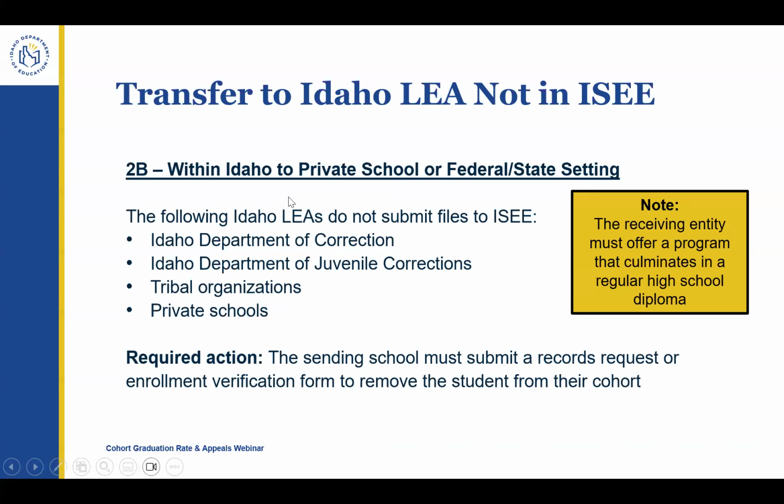All right, so next we're going to move to manual removals. If a student transfers to an LEA that does not submit files to IC, such as a private school or federal or state setting, then the sending school must essentially prove that the student made it there. To do this, submit either a records request or enrollment verification form from the receiving school. One important note is that in order for the student to be moved out of the cohort, the receiving entity must offer a path to a regular high school diploma. That means for some entities, you may need to contact them to get clarification on this point.